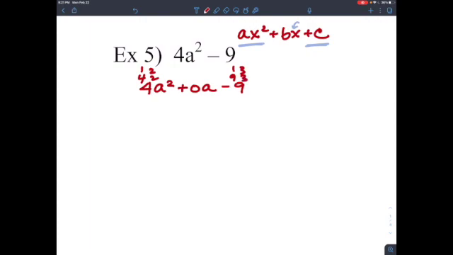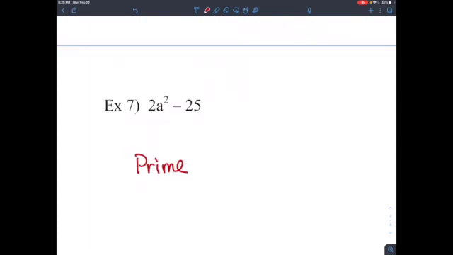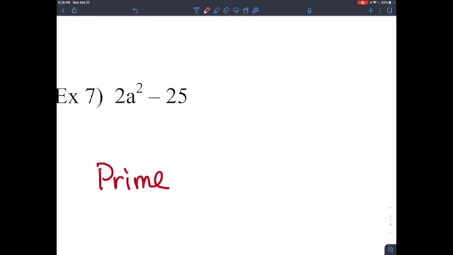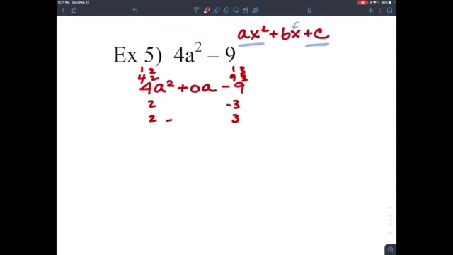Oh, they have to be exactly the same. It's prime because there's no way you can have 2a squared plus 0a minus 25. There's no way you can have a combination come out to be a 0 term in the middle. So therefore, it's prime. And there's nothing you can pull out. So therefore, it's done. One of them positive, one of them negative, to get my sign in the middle to be gone.